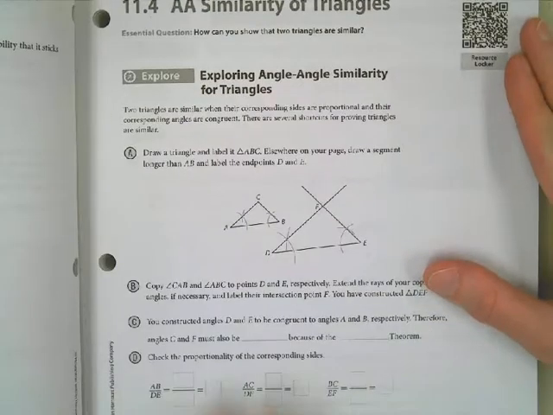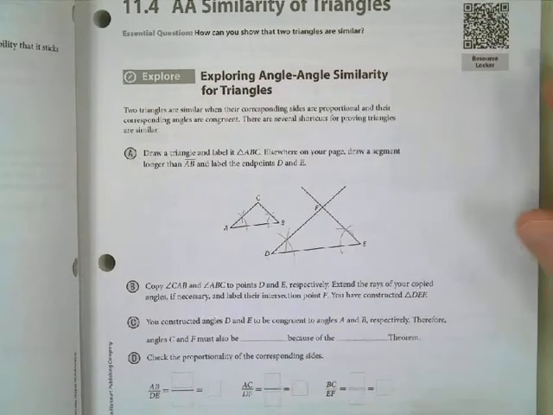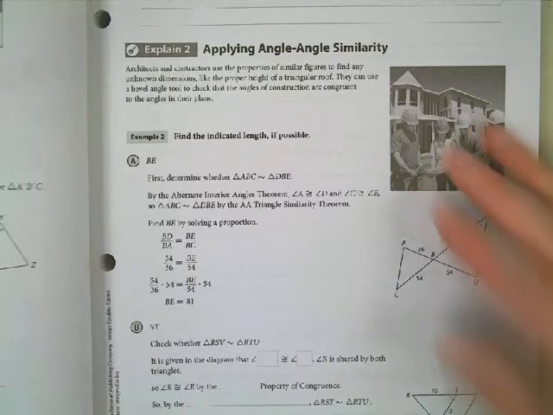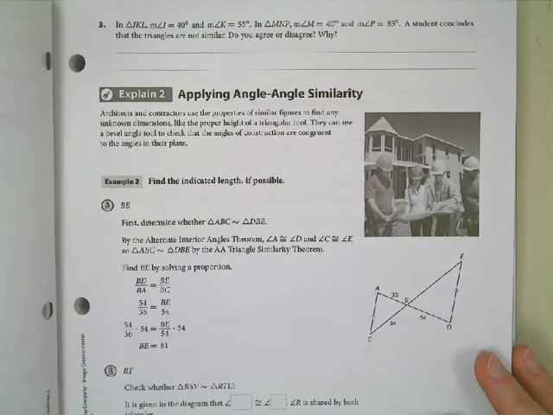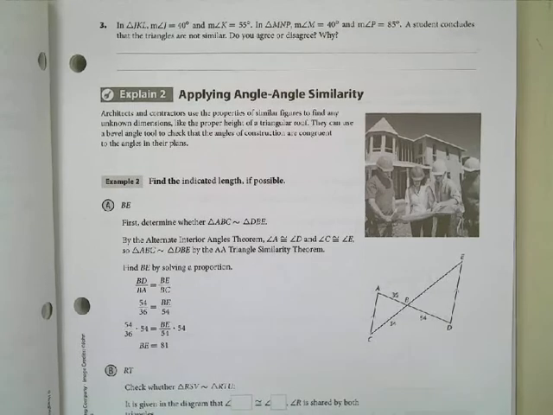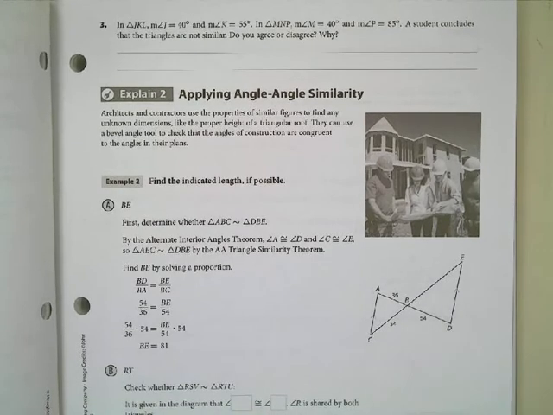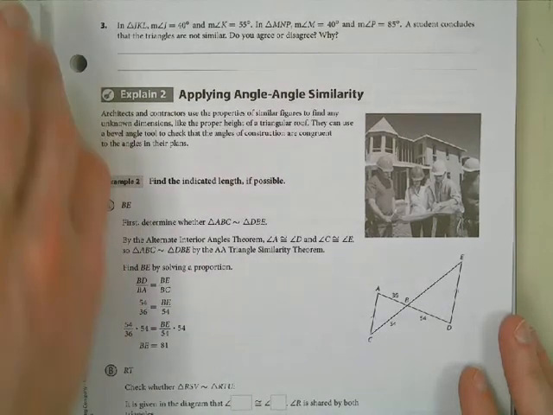We're going to skip this little explore here. We're just going to jump into page 613. There's also a proof about proving angle-angle triangle similarity. We're not going to worry about that either. I just want to jump into some actual problems here.